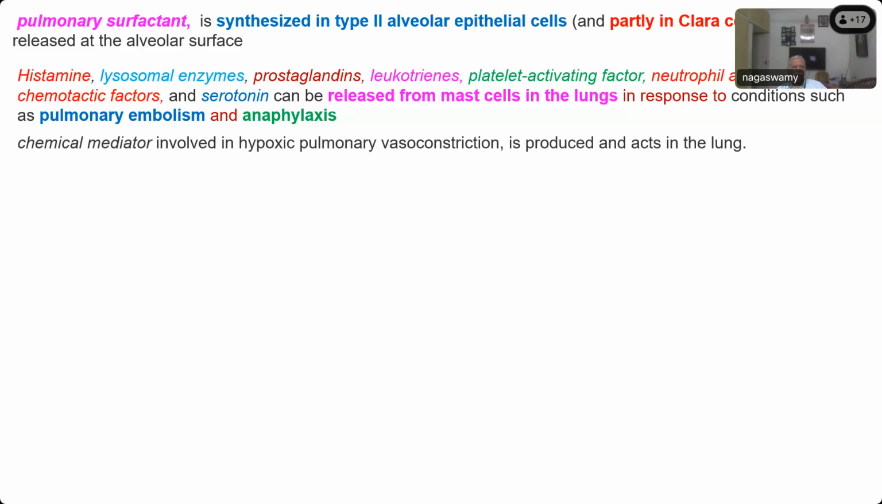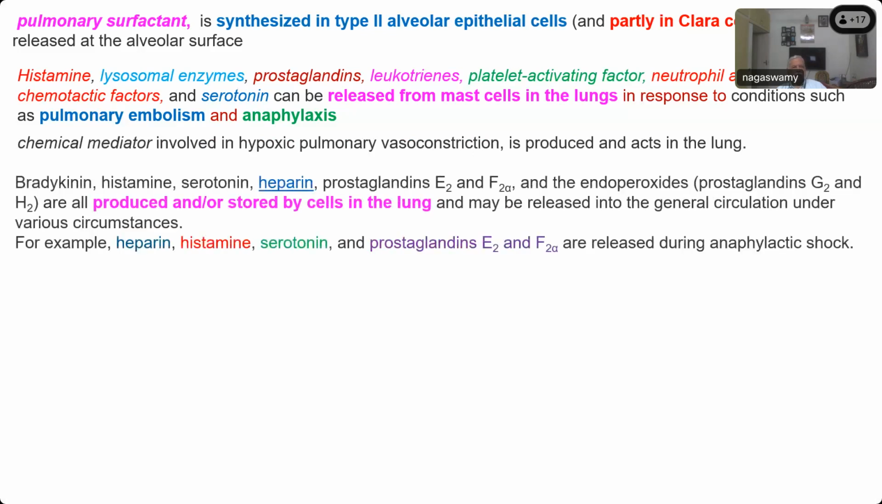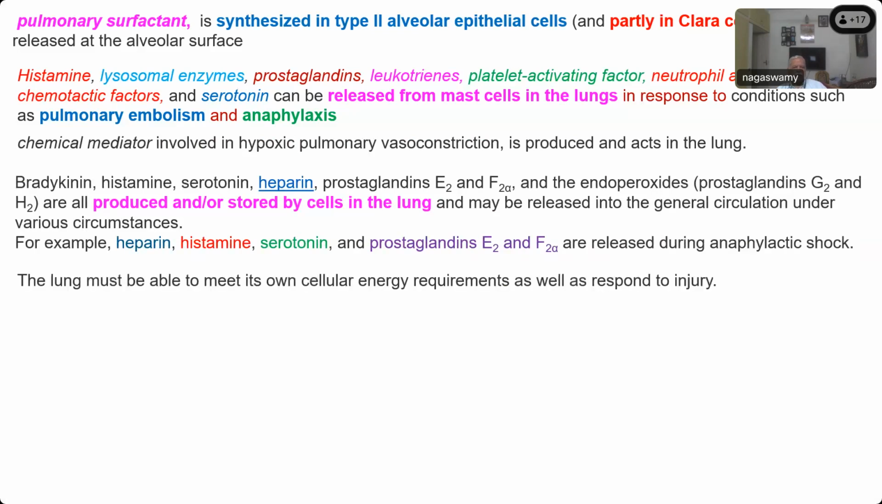And the chemical mediator involved in hypoxic pulmonary vasoconstriction is produced and acts in the lung. That is the nitric oxide. The bradykinin, histamine, serotonin, heparin, prostaglandin, endoperoxidases are all produced and stored by the cells in the lung and released in general circulation under various circumstances. For example, heparin, histamine will be released during anaphylactic shock, and the lung must be able to meet its own cellular energy requirement as well as respond to the injury.